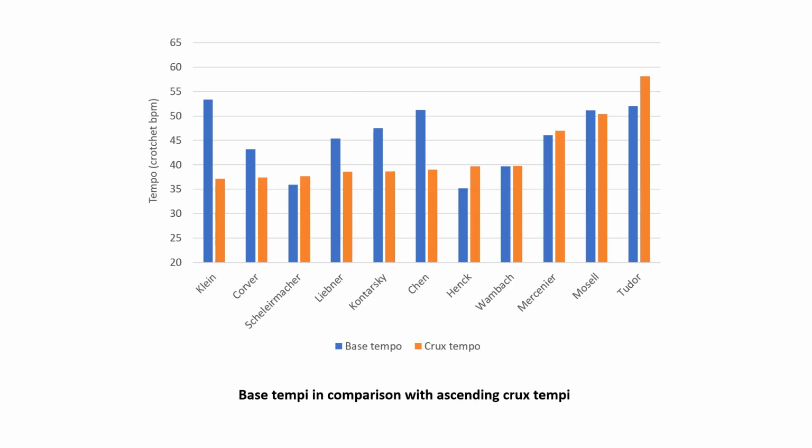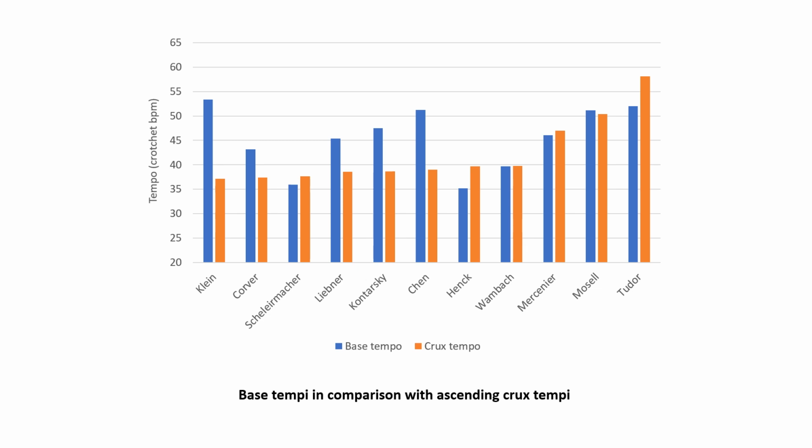As the following chart shows in ascending order of crux tempo, Wambach, Moselle, and Mersennier's bass tempi are very closely calibrated with those of their respective cruxes. Interestingly, Klein, who had the fastest bass tempo, plays the crux slower than any other performer, whereas Tudor, who recorded the second fastest bass tempo, plays his crux even faster. Finally, Henk, who had the slowest bass tempo, plays his crux significantly faster.